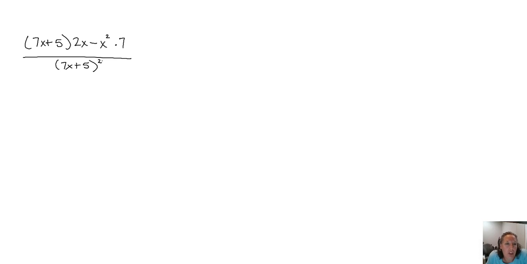So what we have in the numerator here, we've got the quantity 7x plus 5 times 2x minus x squared times 7 all over 7x plus 5 squared. Now, we do have 3 terms here. We've got our 7x plus 5 times our 2x, and we have our x squared times 7 are our 2 terms in the numerator, and then in the denominator, there's only one term, that's 7x plus 5 squared.